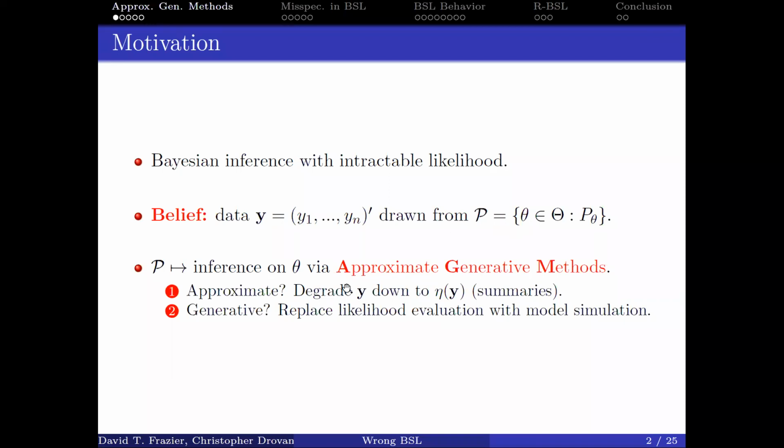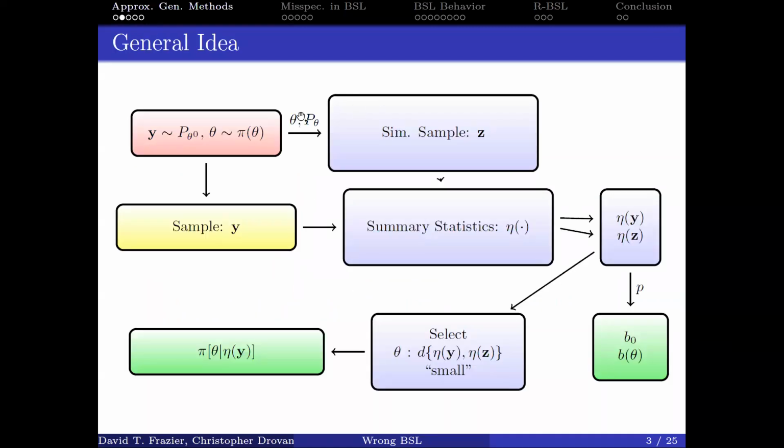And I'm going to specifically think about approximate generative methods. And I mean approximate generative methods in the sense that I'm going to talk only about the case where I degrade the data set Y down to summary statistics, which are much lower dimensional. That's why these methods are approximate. I'm going to talk about replacing likelihood evaluation with model simulation. That's why they're generative. Just as a way of setting notation and giving you an idea of how these methods work. Of course, we all know this, but it allows me to set notation for the rest of the talk.